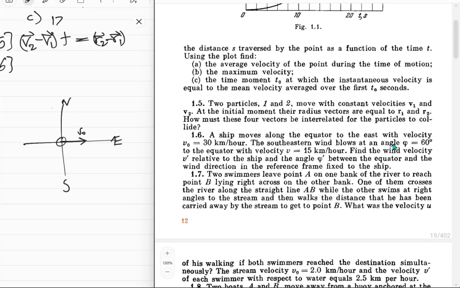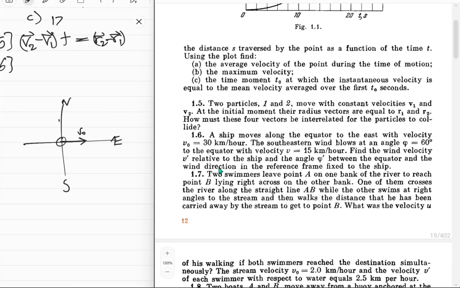Equator is just, for example, if this was the globe, then this meridian, this would be the equator. So 60 degrees to the equator. Let's just assume that the ship is on the equator, so it's moving on the equator. Although it's technically not supposed to be like that, we'll just say it's moving on the equator. Oh, it is in fact moving along the equator.